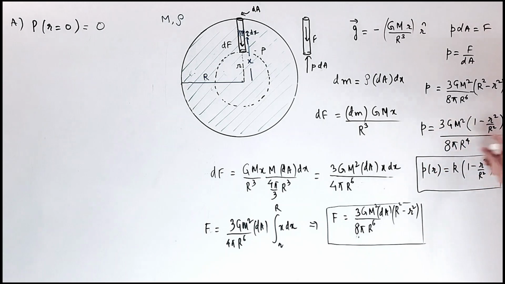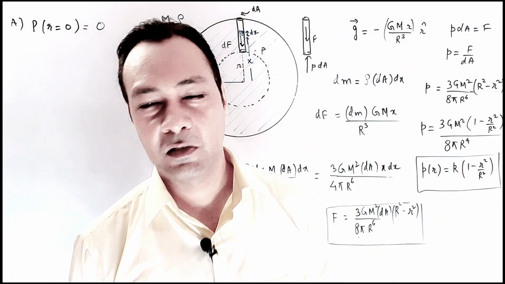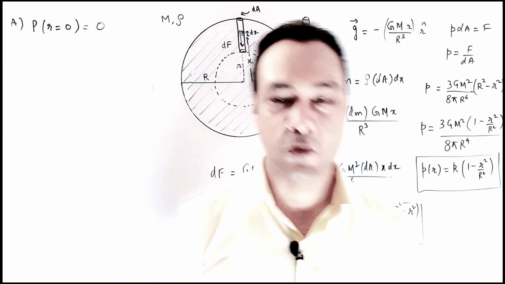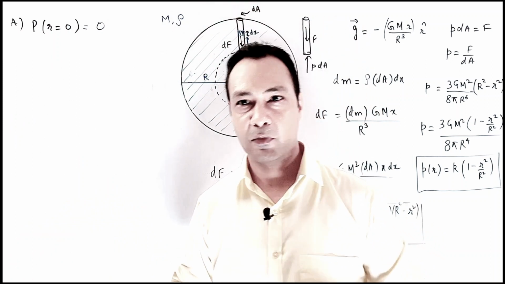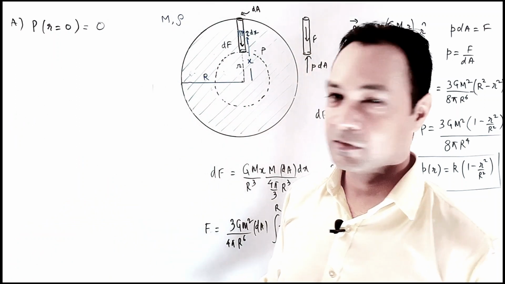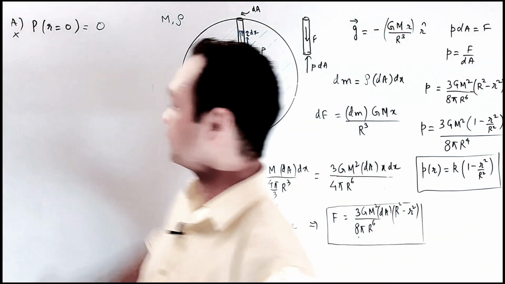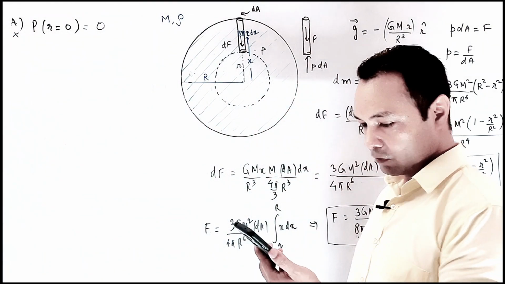So if we go to r equal to 0, we'll get the pressure equal to k, and if we put the values for the Earth, that will come out to be a million times the atmospheric pressure. So obviously the pressure at the center of the Earth is enormous. So this option is incorrect. And then option B.